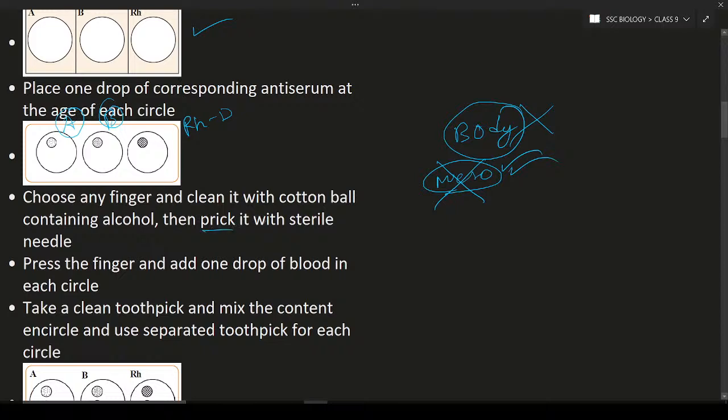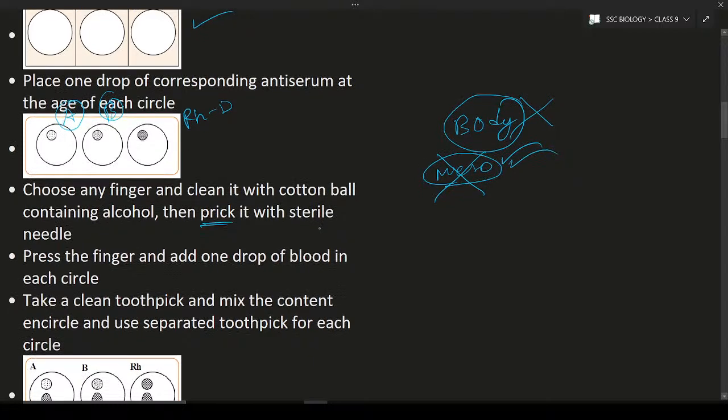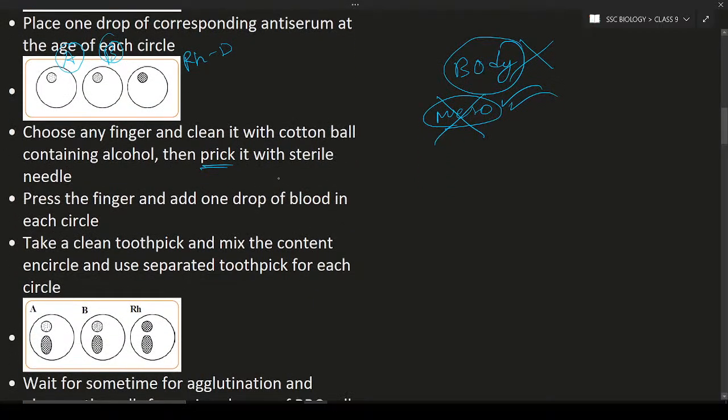Prick is nothing but pierce with the help of a needle. Apply small pressure with the help of the needle on the finger, so that is nothing but pricking. In that case, a small amount of blood will come out of the finger because of the needle pricking.